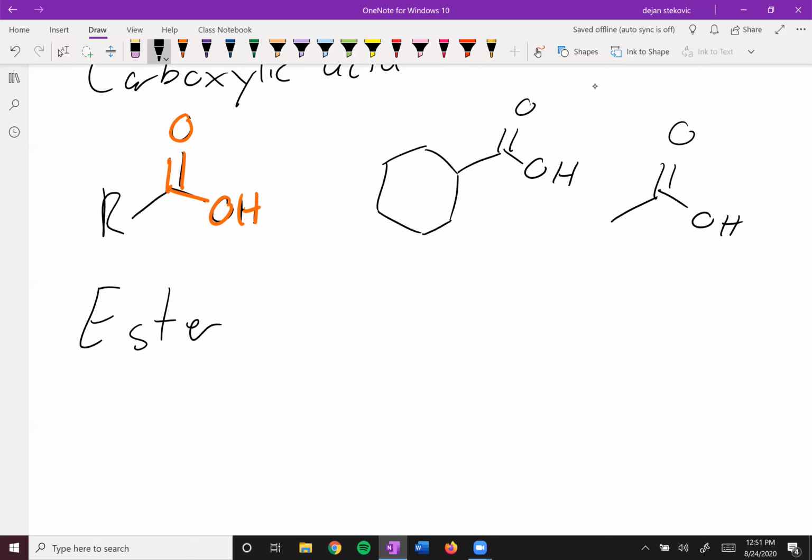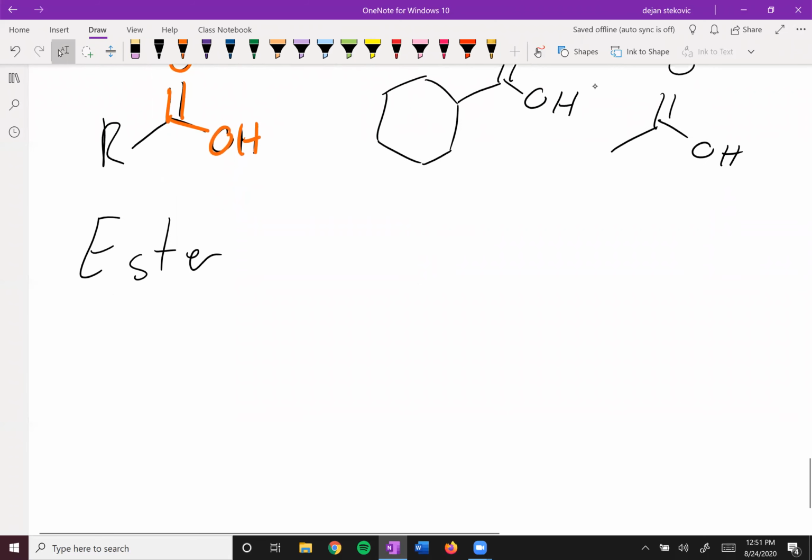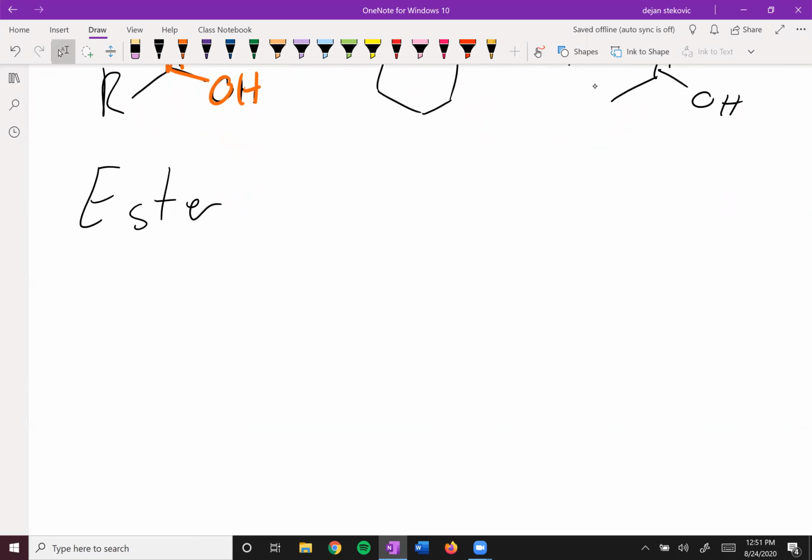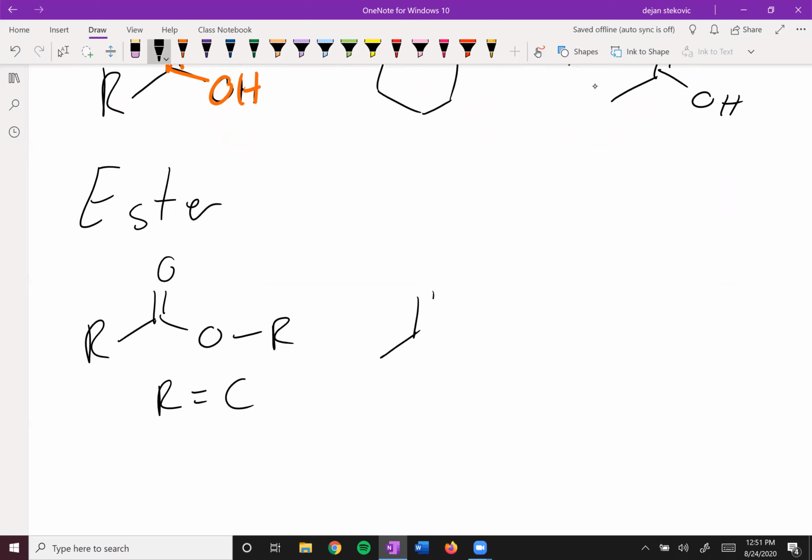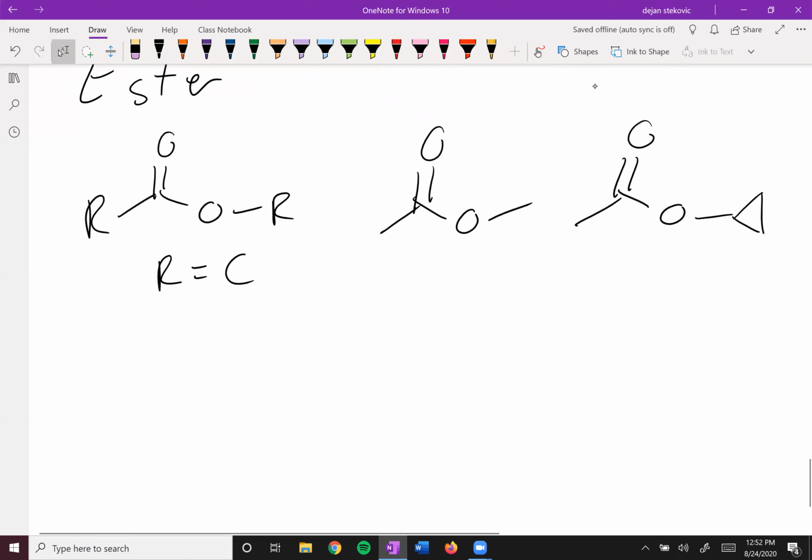After that, we can have an ester where we just take this OH bond and make it an oxygen-carbon bond, right? So we have R, double bond O, C, another bond to an oxygen, and then another R group. And both of these R's here are carbons. So we have something like this, or maybe something like this, right? Or whatever you want to draw.